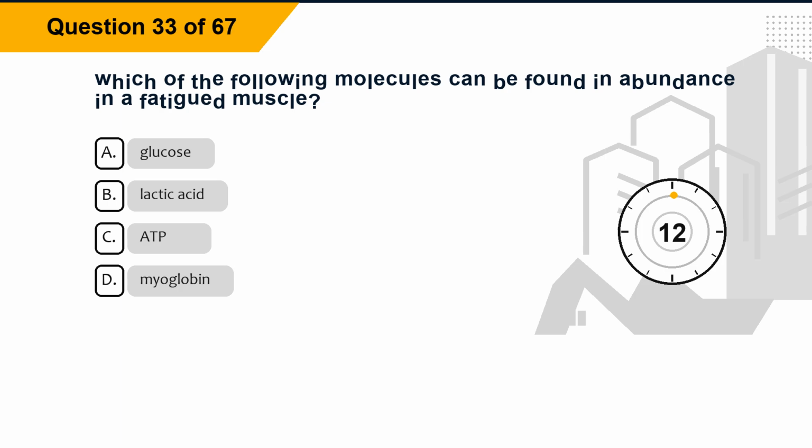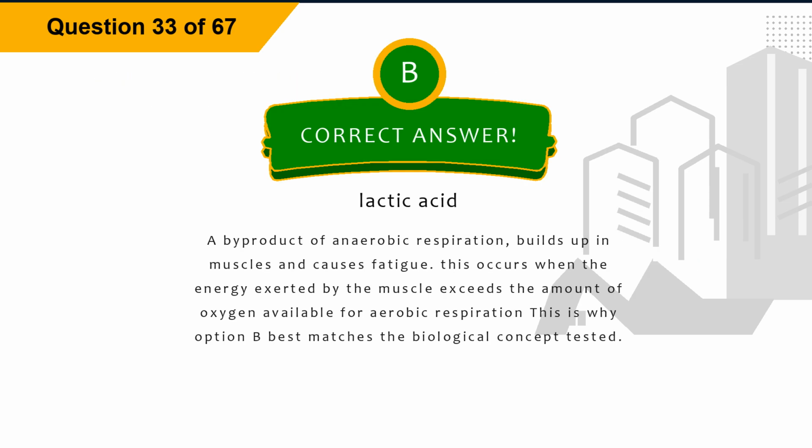Question 33. Which of the following molecules can be found in abundance in a fatigued muscle? Option A, glucose. Option B, lactic acid. Option C, ATP. Option D, myoglobin. The correct answer is option B, lactic acid. Explanation. A byproduct of anaerobic respiration, it builds up in muscles and causes fatigue. This occurs when the energy exerted by the muscle exceeds the amount of oxygen available for aerobic respiration. This is why option B best matches the biological concept tested.